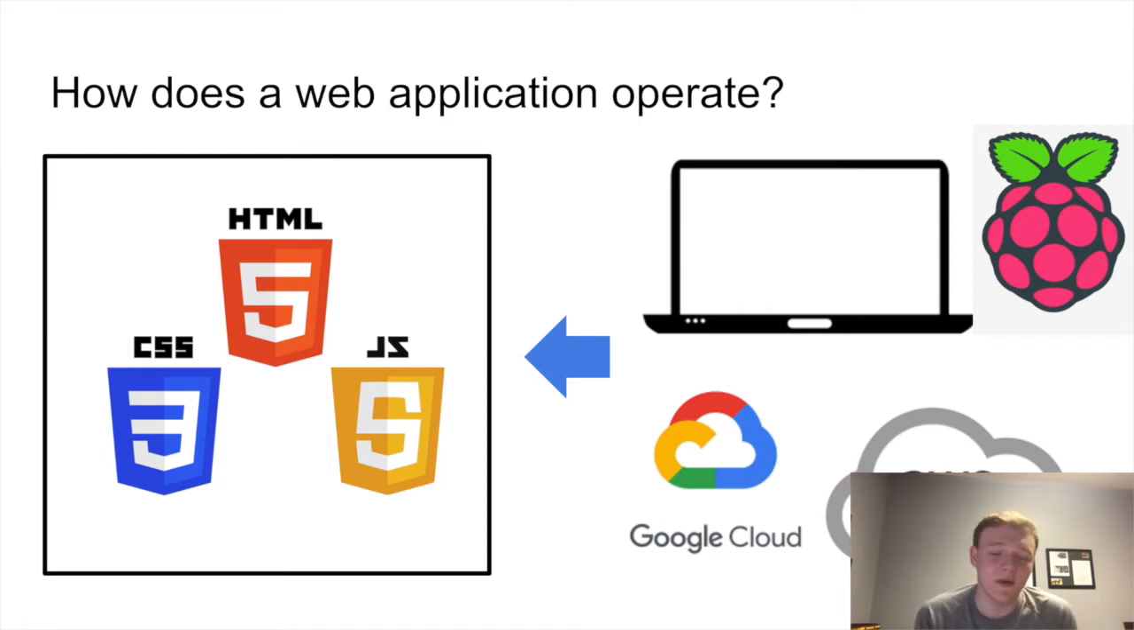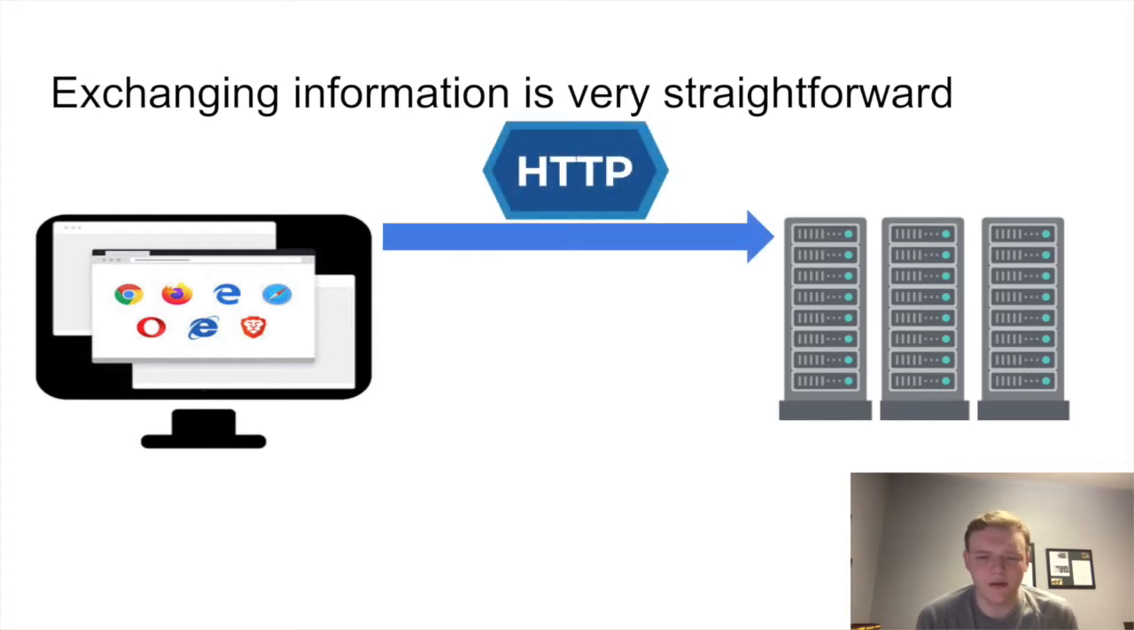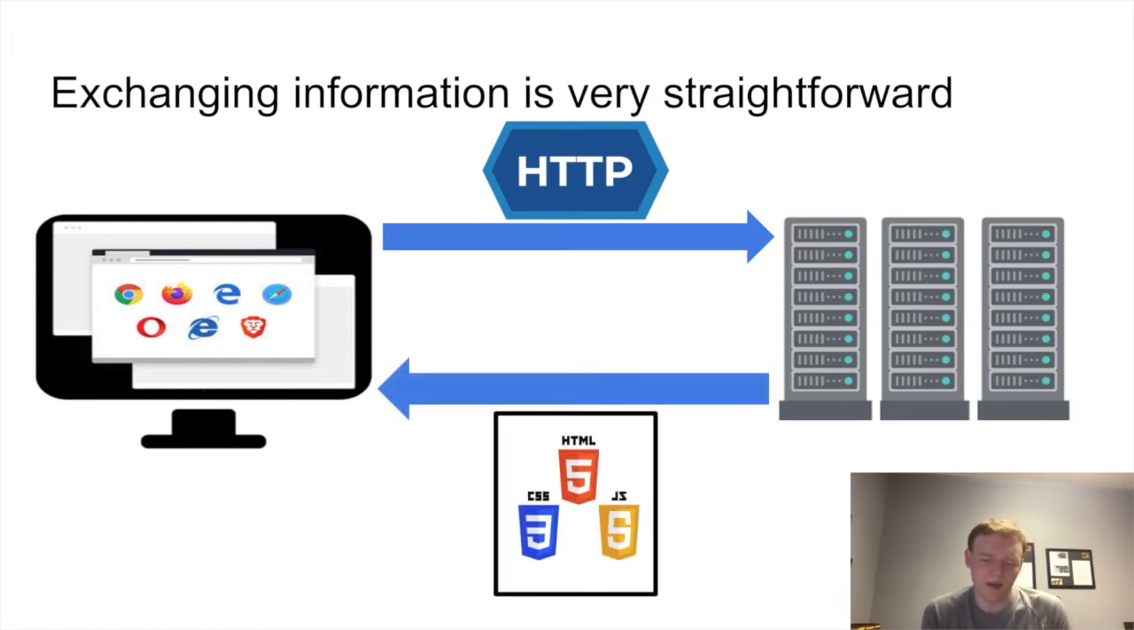The exchange of information between server and browser is also incredibly simple. Your browser makes an HTTP request to the server, which in ordinary terms is just a request for the HTML, CSS, or JavaScript files that are needed to render the web page. And there are several different types of HTTP requests, but really the one that we're focusing on is just getting these files from our server.